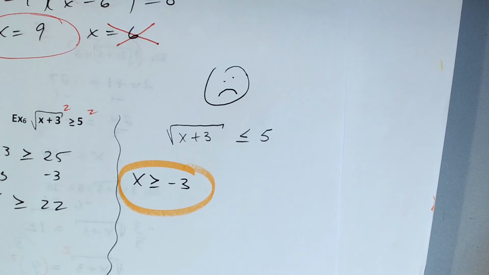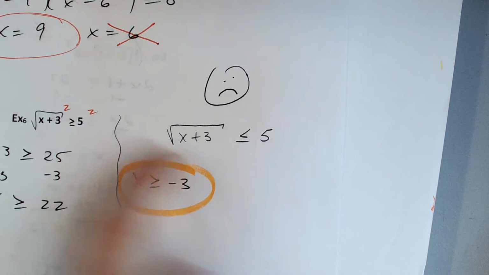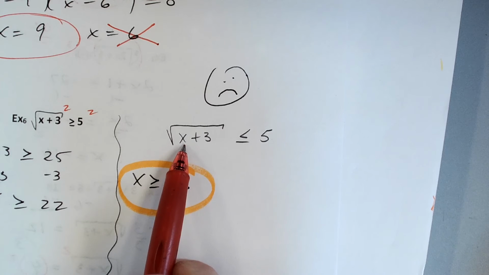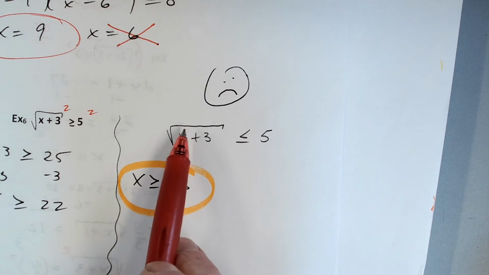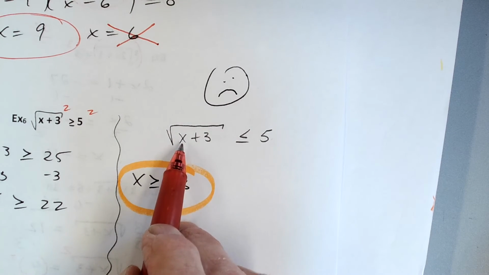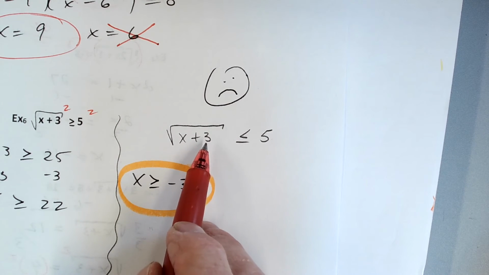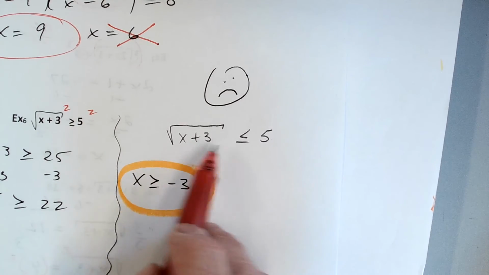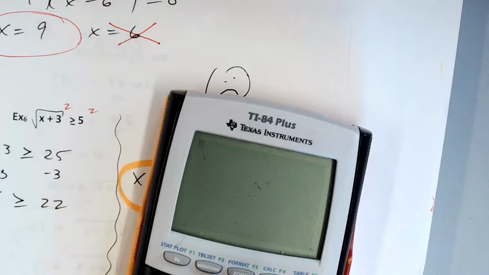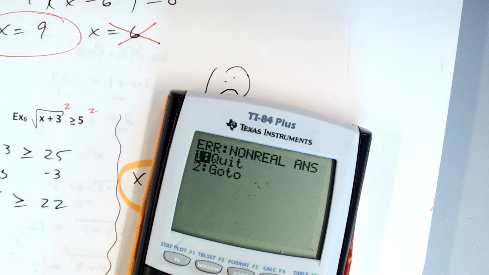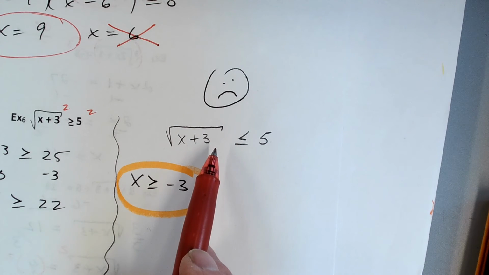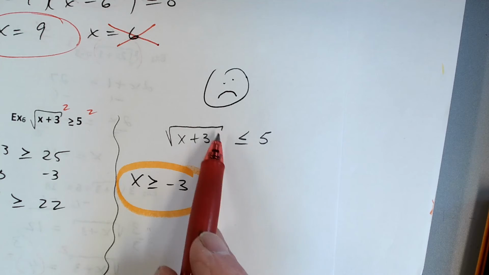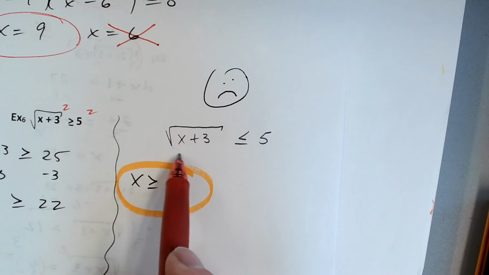Now, if x were negative 3, if I plugged in negative 3 right here, I'd get 0, right? But what if I plugged in negative 4? Negative 4 right here. What's going to happen if that's negative 4? What's negative 4 plus 3? Can you take the square root of negative 1? Not really, not unless we're talking about i's. I mean, the square root of negative 1, right? Won't work. So we've got to make sure before we even start this problem that our values are going to keep what's inside this square root positive, okay?